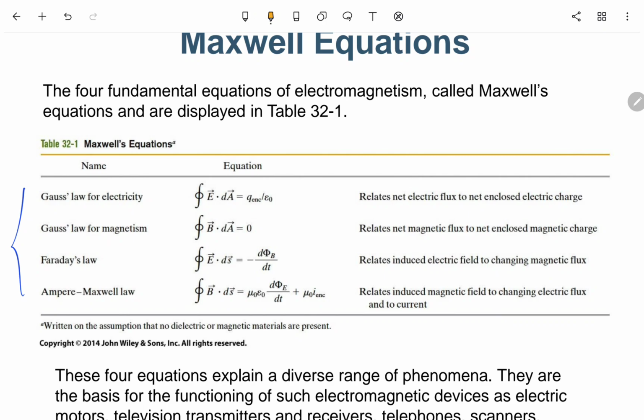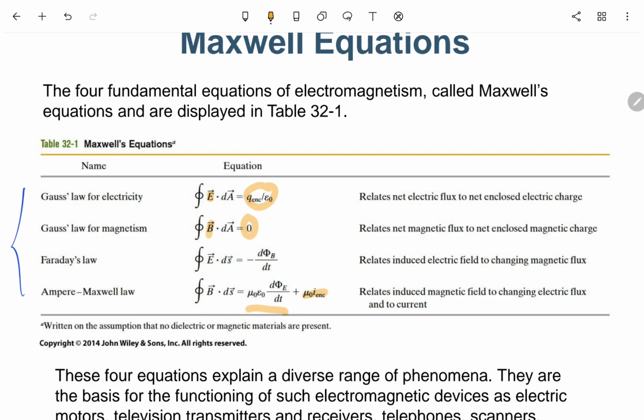The only difference is that this is E, this is B. And here we have Q over epsilon naught, but we have nothing but a zero there, because there is no magnetic monopole. The third one is called Faraday's law, which we learned in chapter 30. And for the Ampere-Maxwell law, we partially learned it in chapter 29, and also this part in this chapter. So altogether we call it the Ampere-Maxwell law.